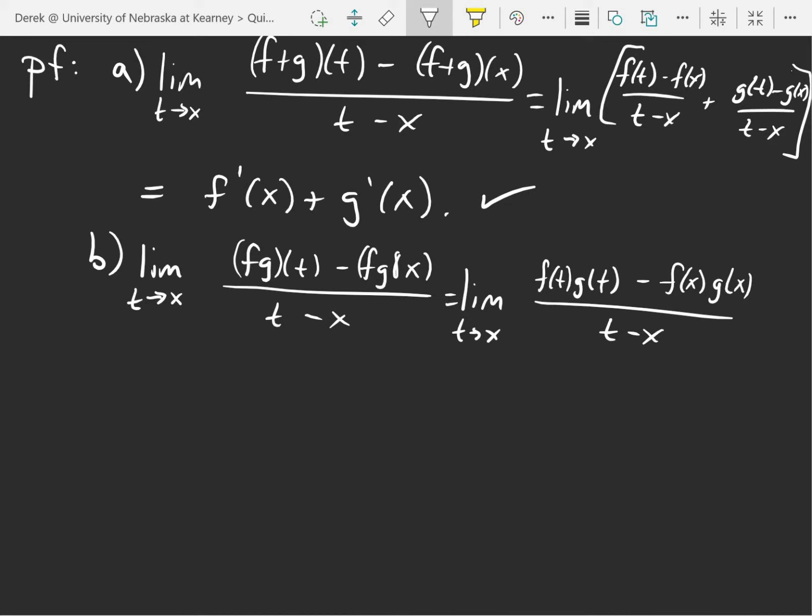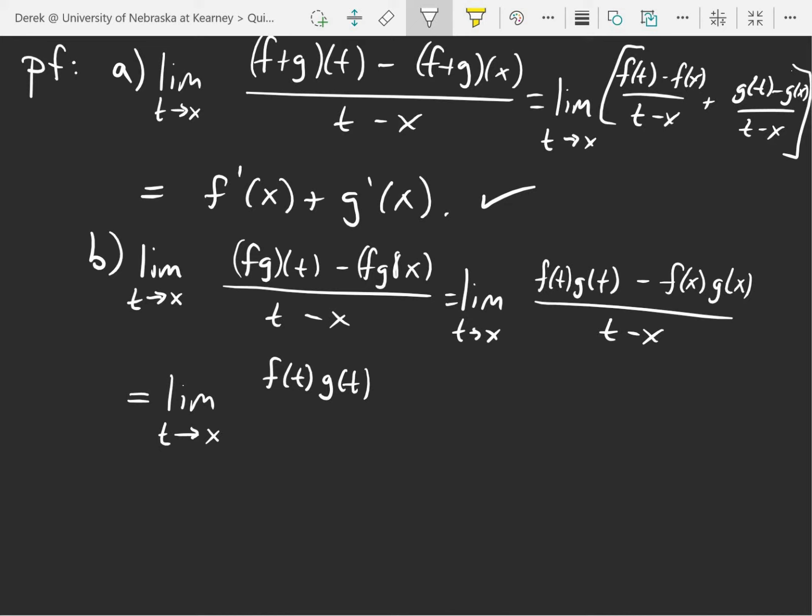So we have to play a little bit of a trick by adding and subtracting something in between so we can factor out the top. So, the limit as t goes to x. I need to add some stuff. I need to add 0 in a smart way. f of t, g of t.